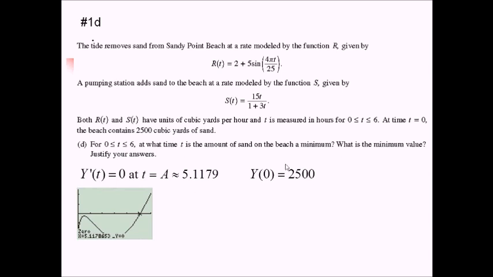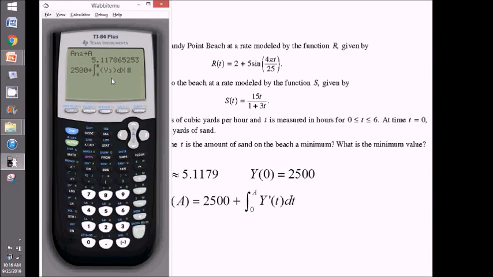That's going to be the initial 2,500 I started with, plus the integral from 0 to a of y prime of t dt. And again, I'm really glad now that I stored my y prime as one of my y equals on my calculator, along with this a value. Let me go ahead and do that now. So here's what I've got on my calculator: 2,500 plus the integral from 0 to a, where I stored this value, alpha trace y3, again, that's where I stored y prime, and then dx. And all of that comes out to approximately 2,492.369.